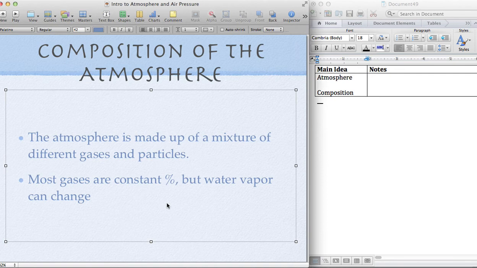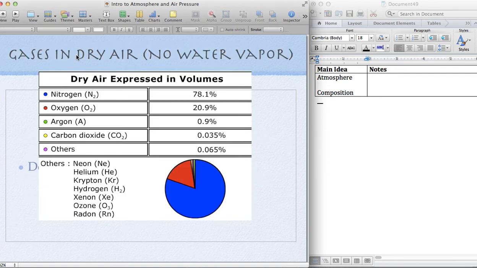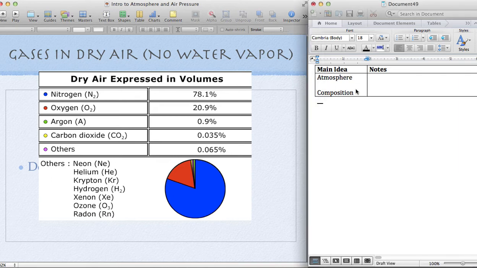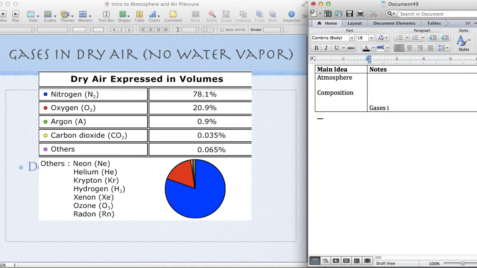So let's look at the gases then that are in our atmosphere. So the gases in dry air. And so we look at dry air because water vapor can change. So as water vapor changes, these numbers can change. So we just kind of ignore water vapor when we talk about the gases that make up dry air, because that way we can look at them as a fixed percent. All right? So the gases in dry air, which is no water vapor. You need to know the percentages for nitrogen, oxygen, and then everything else can kind of get grouped into other gases.